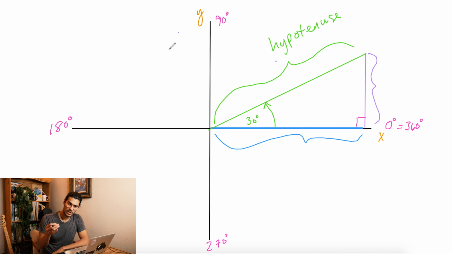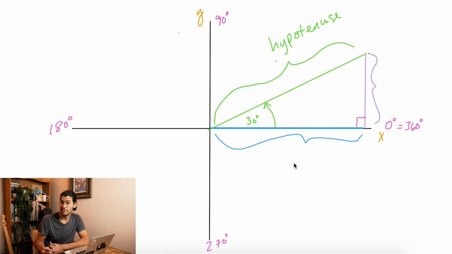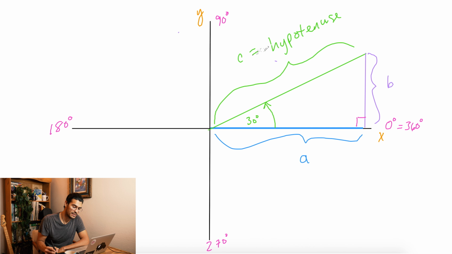There's a few different things that we can use to describe the relationship between these sides. The first one is the Pythagorean Theorem. So let's say we call this bottom side A. We would call this vertical side B and the long side C.